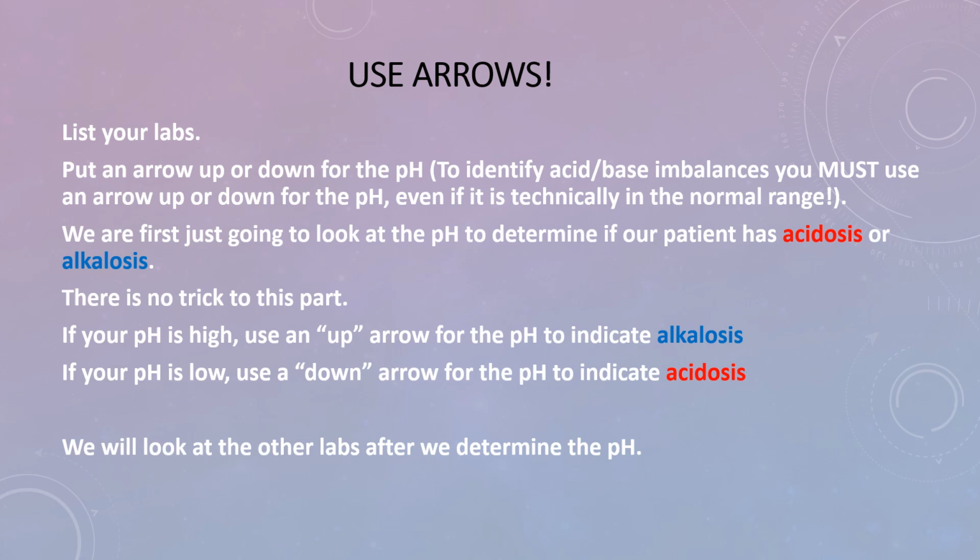To determine acid-base imbalances with this method, just use arrows. List your labs, put an arrow up or down for the pH. To identify acid-base imbalances, you must use an arrow up or down for the pH, even if it is technically in the normal range. We are first just going to look at the pH to determine if our patient has acidosis or alkalosis. There's no trick to this part. If your pH is high, use an arrow up for the pH to indicate alkalosis. If your pH is low, use an arrow down for the pH to indicate acidosis. We will look at the other labs after we determine the pH.